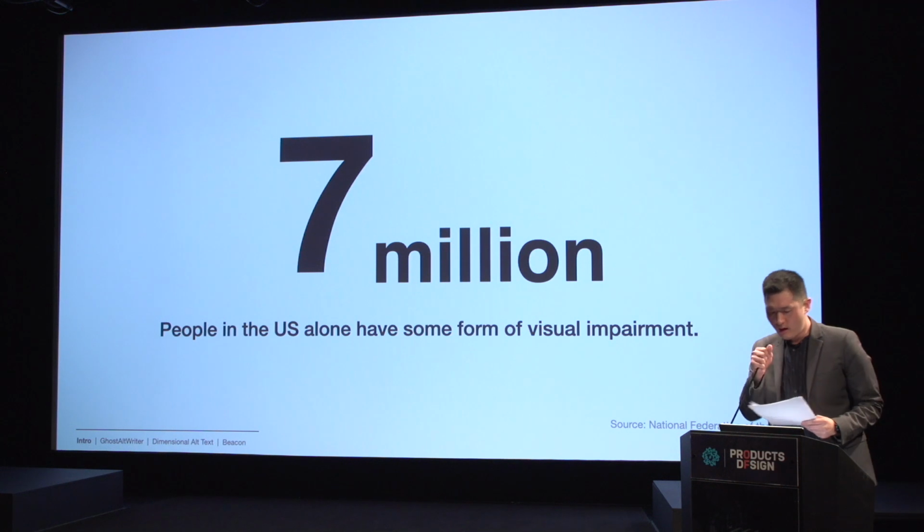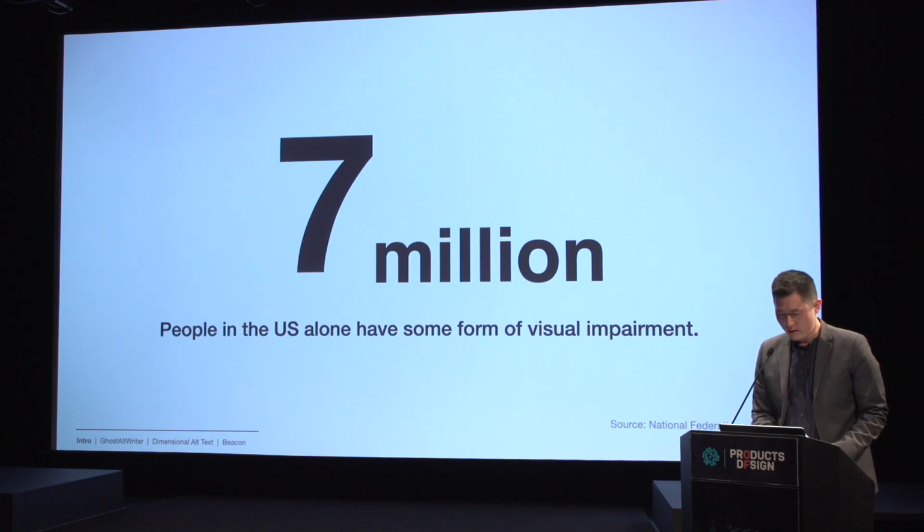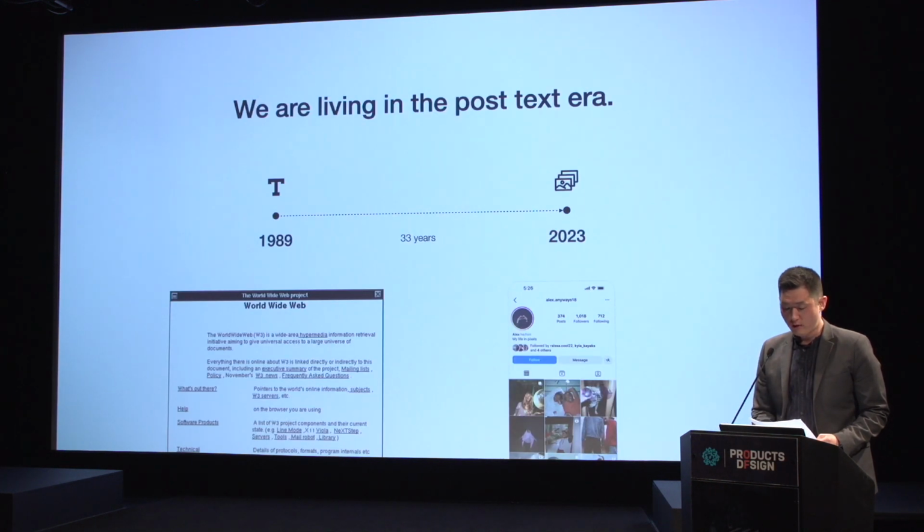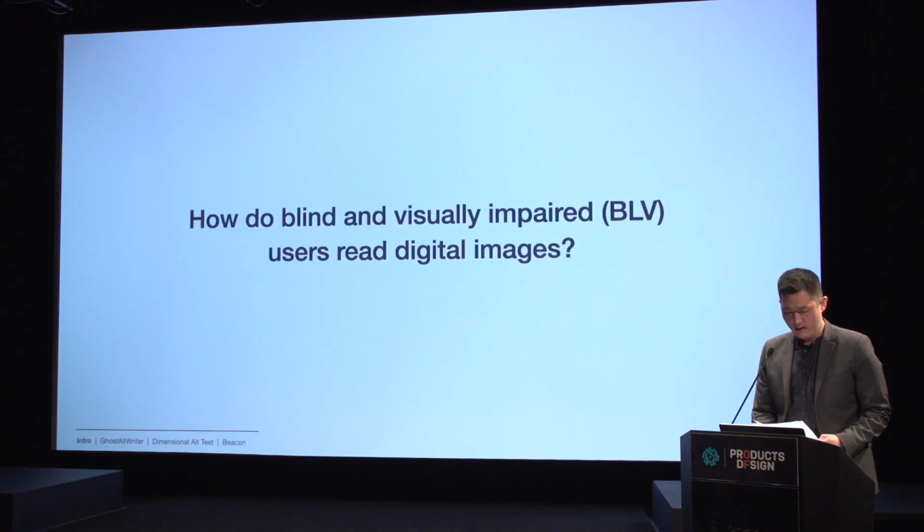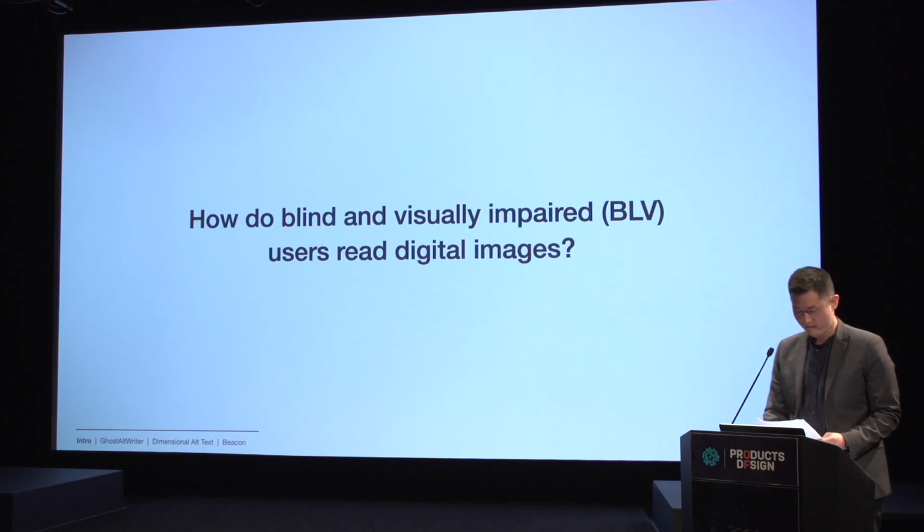In America alone, over 7 million people have some form of visual impairment, and the number is growing. We're living in the post-text era. Then, how do blind and visually impaired, BLV, users read digital images?